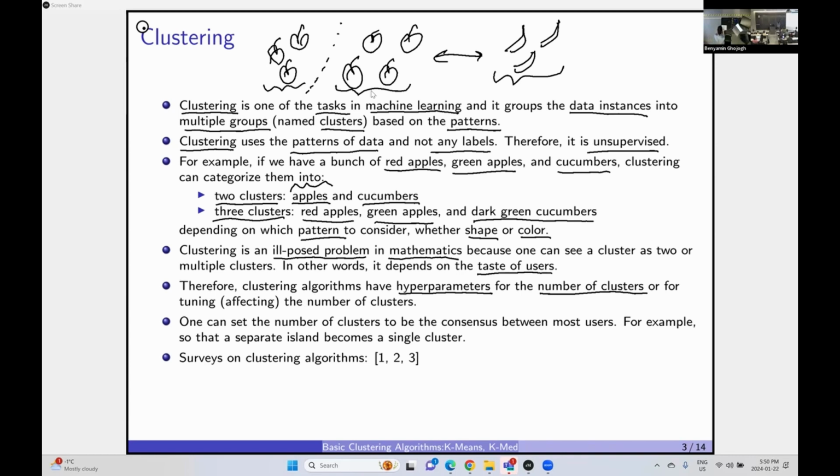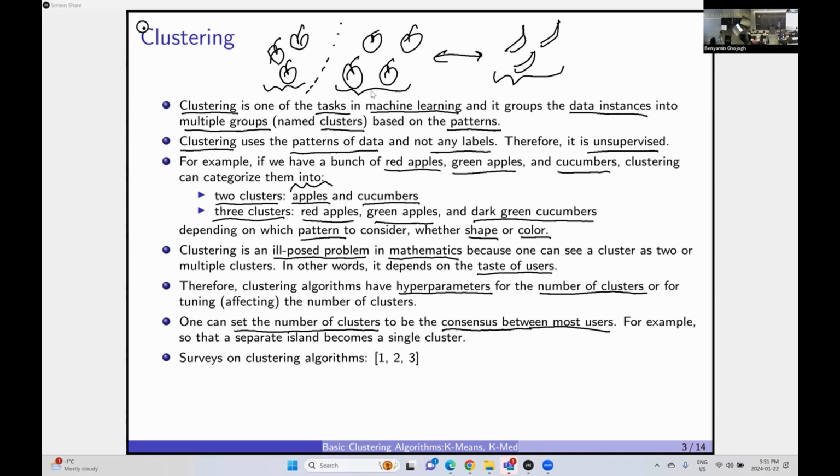Okay, one can set the number of clusters to be the consensus between most of the users. So you might say, which number of clusters should we use? And I will answer you. Let's see what is the consensus between the tastes of humans, right? Usually when we see a separate island in the space, we want that to be one cluster, right? So we can tune that hyperparameter to see which one gives us one cluster for that separate island. What do I mean by island? Just a cloud of data points somewhere in the space.